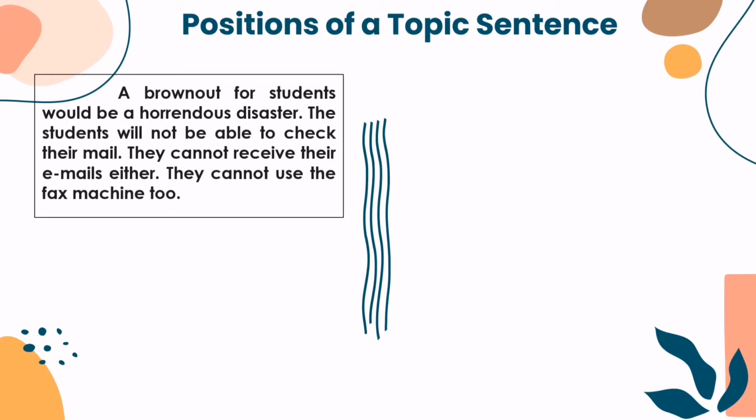A brownout for students would be a horrendous disaster. The students will not be able to check their mail. They cannot receive their emails either. They cannot use the fax machine too. The topic sentence in this paragraph is: a brownout for students would be a horrendous disaster. The topic sentence is placed at the beginning of the paragraph. Next example.